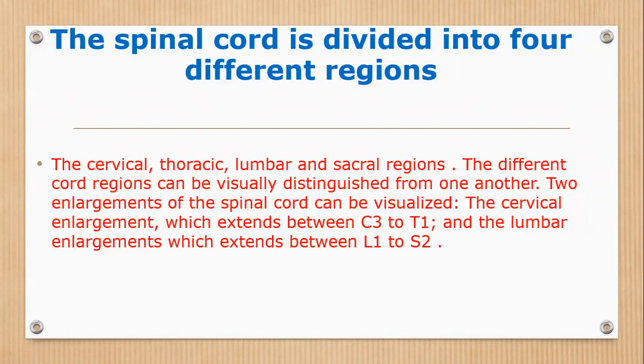Next, the cord is segmentally organized. There are 31 segments defined by 31 pairs of nerves exiting the cord. These nerves are divided into 8 cervical, 12 thoracic, 5 lumbar, 5 sacral and 1 coccygeal nerves. Dorsal and ventral roots exit at the intervertebral foramen at the vertebral segments corresponding to the spinal segment.